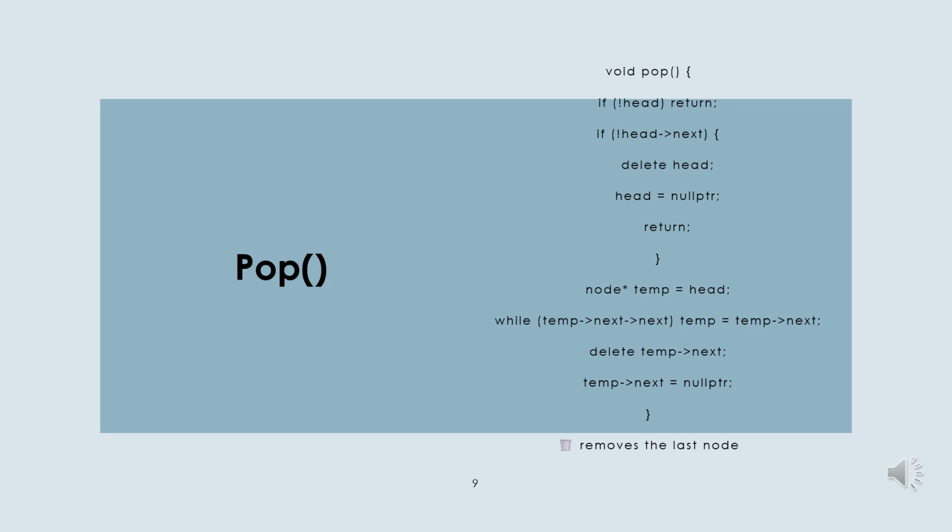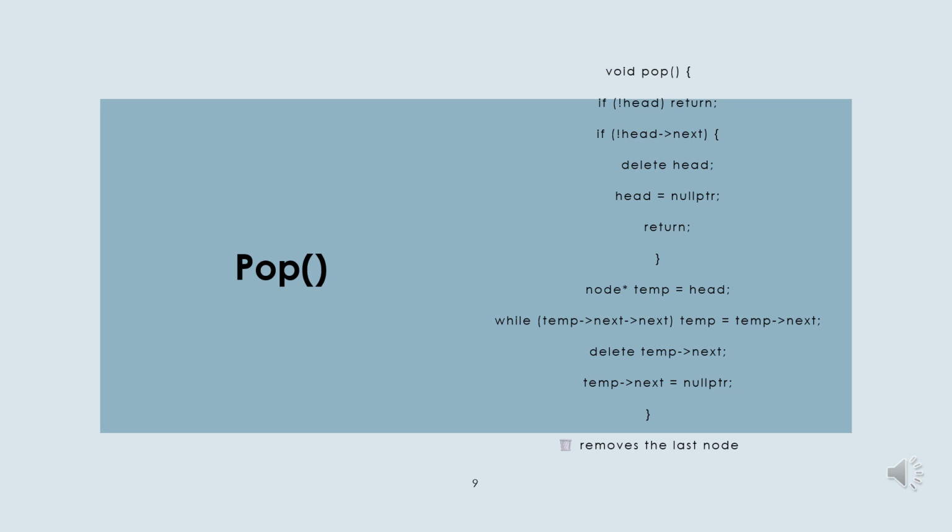Pop. Pop is going to delete a node in a particular list, right? Whether it is the initial node, or an end node, or nodes in between. To delete the node, we'll be using pop or delete.